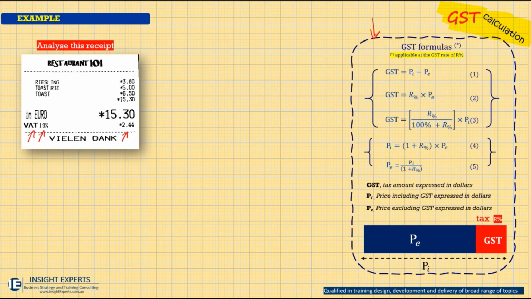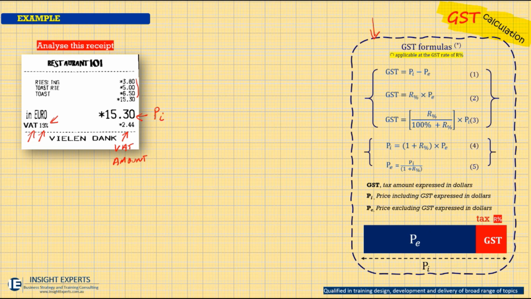First, we'll assume that there are no VAT-exempt items on this receipt. In other words, all products are taxable. The customer bought a number of items and paid 15.30 at the point of sale. That's the price including VAT, which includes a VAT amount of 2.44. So how did they arrive at 2.44, given that the tax rate is 19%?